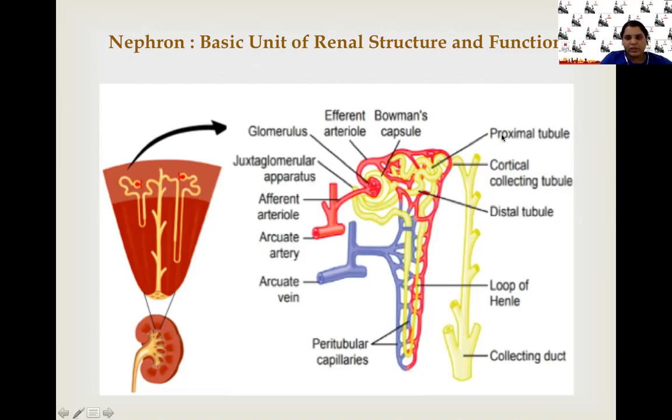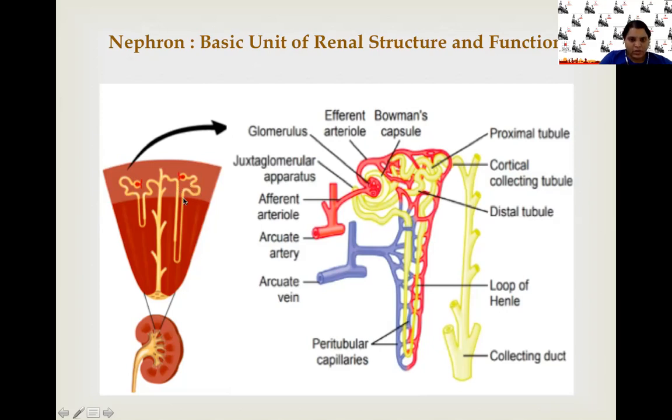The proximal convoluted tubule follows into the loop of Henle, which follows into the distal convoluted tubule, the cortical collecting tubule, and ultimately the collecting duct. The proximal tubule compared to the distal tubule is slightly longer. It has certain specialized cells which form a brush border-like appearance, and this increases the surface area of absorption, which are not there in the distal tubule.